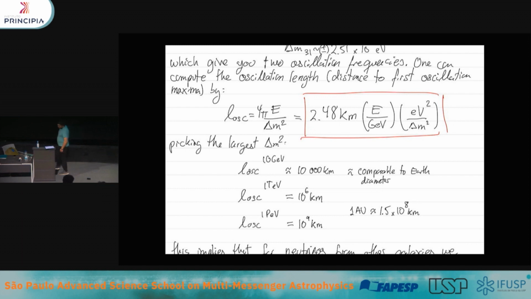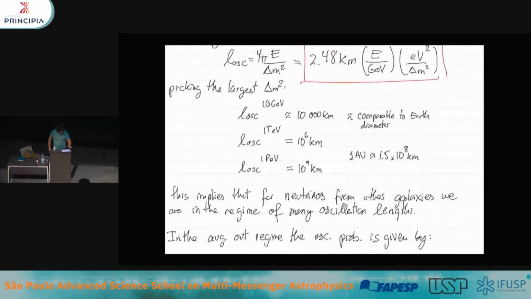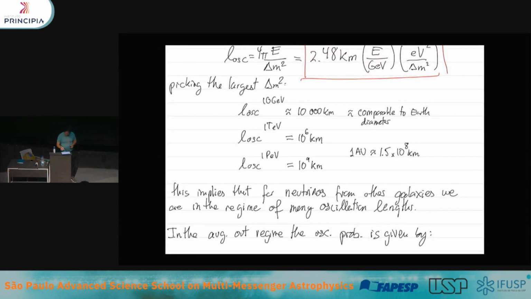Conclusions. Well, this implies that for neutrinos from other galaxies, we're actually in the regime of many oscillation lengths. If I'm talking about a 100 TeV neutrino, the oscillation length is on the order of the size of our solar system, and these are going, in principle, megaparsec scales. So we're in the third regime.